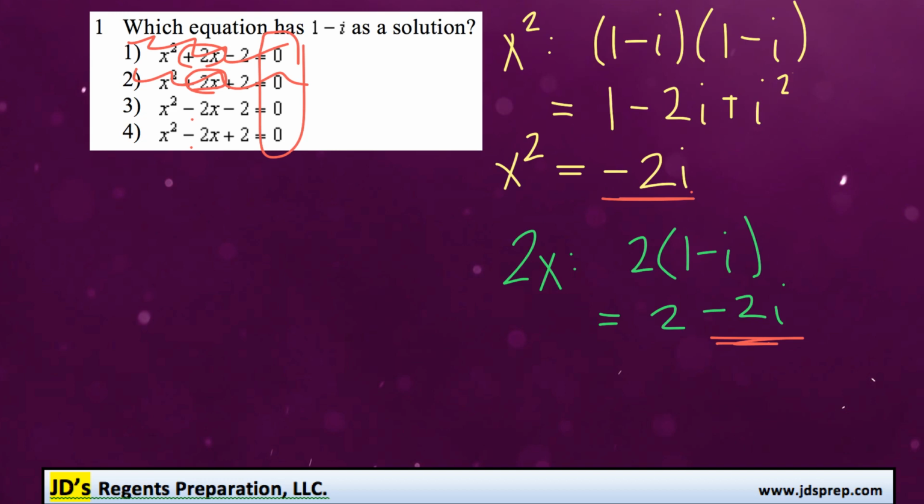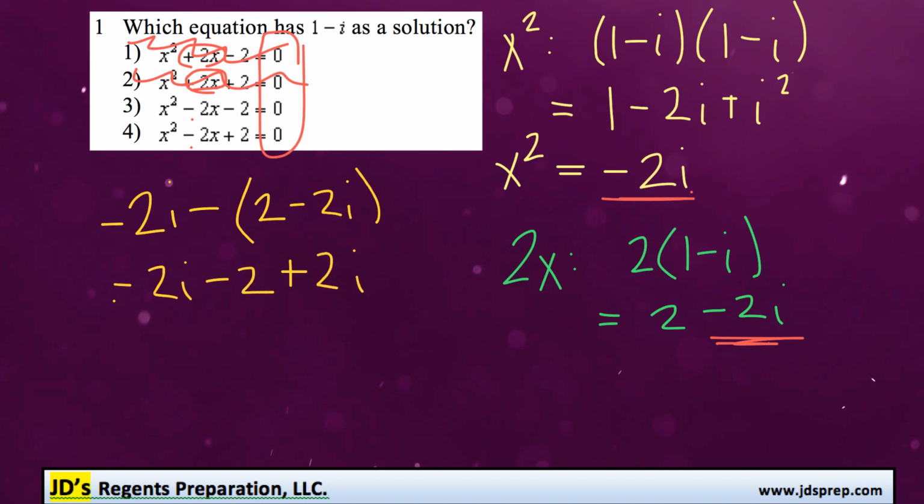Now that we know we're dealing with x squared minus 2x, let's write out what that would look like. So it'd be negative 2i minus, and in brackets, 2x would be 2 minus 2i. So if we get rid of those brackets, it'd be minus 2 plus 2i, which gets rid of those i's like we were hoping for. But you can see that we're left with this negative 2.